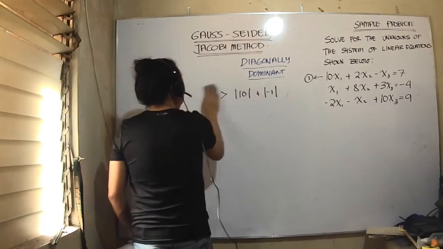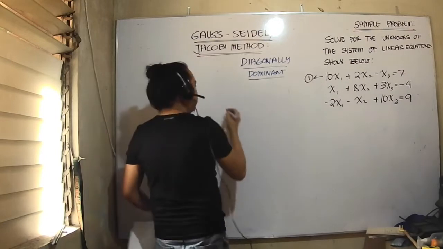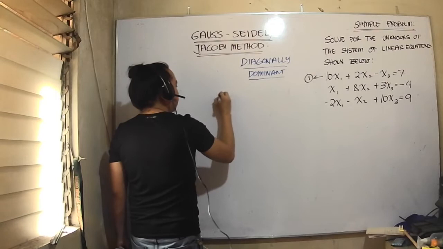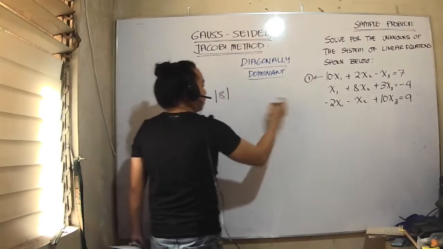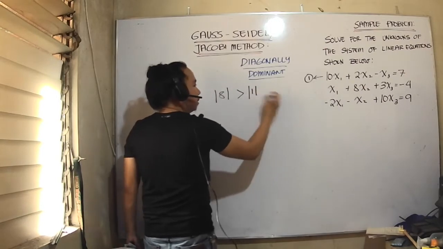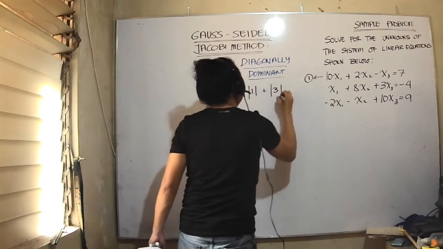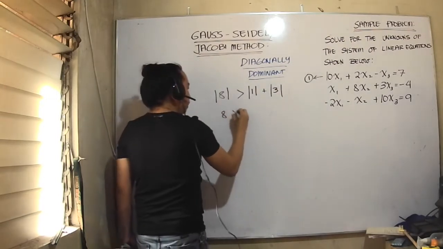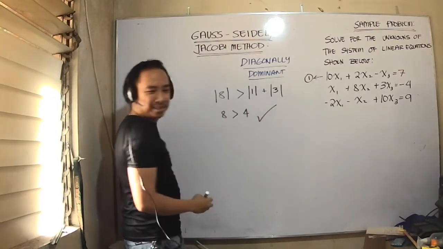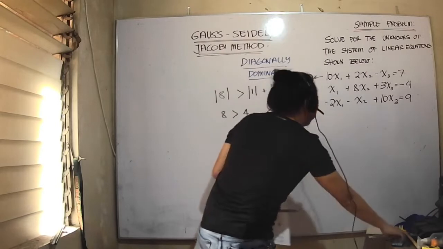Now the second line: its coefficient is 8. 8 should be greater than the absolute value of 1 plus the absolute value of 3. So 8 is greater than 1 plus 3, that is 4. Good.